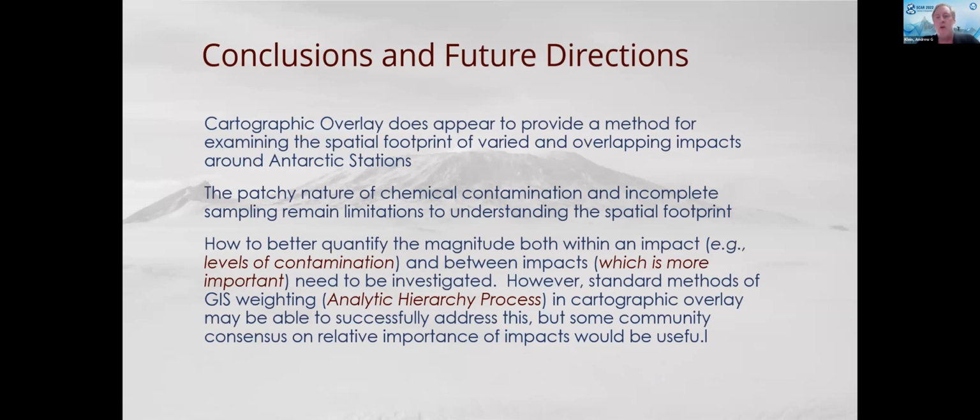Also, what we're looking at here is just what's above background. We haven't quantified the magnitude of the impact, or, if we look at multiple impacts, which of these is most important. We have well-established GIS techniques that we can use to weight these. But what I would really like some feedback on from the community is which of these impacts is most important when we try to do some sort of combined assessment. So I'm done, and thank you very much.